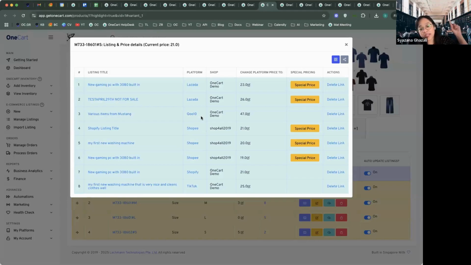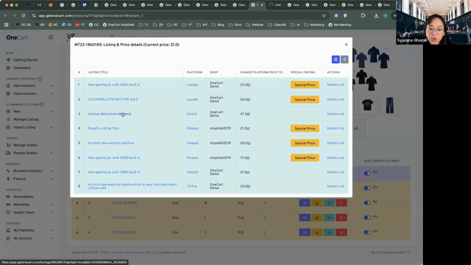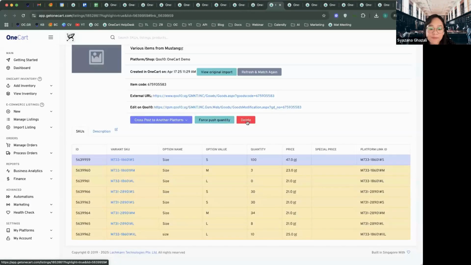Even if you put 0 in your platform and OneCart is still connected to it, OneCart will still push a certain quantity to your platform. So what I would recommend is to delete the link, basically to delete the listing. There are two options: first, delete the link, or the safest is to go to the listing itself. For example, this is a Q10 listing. I do not want it anymore. You can just delete this.